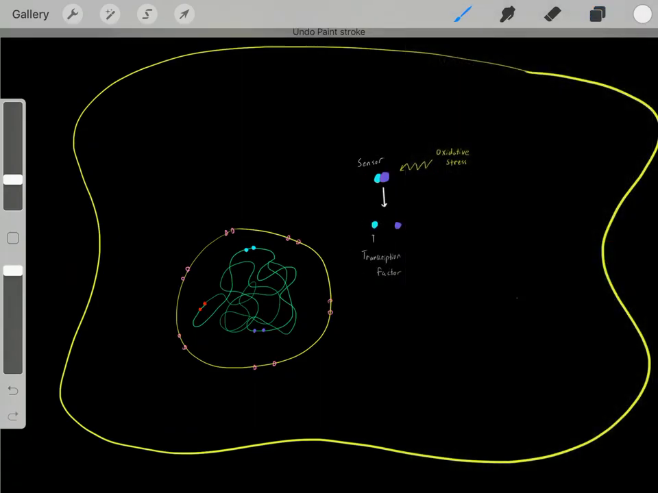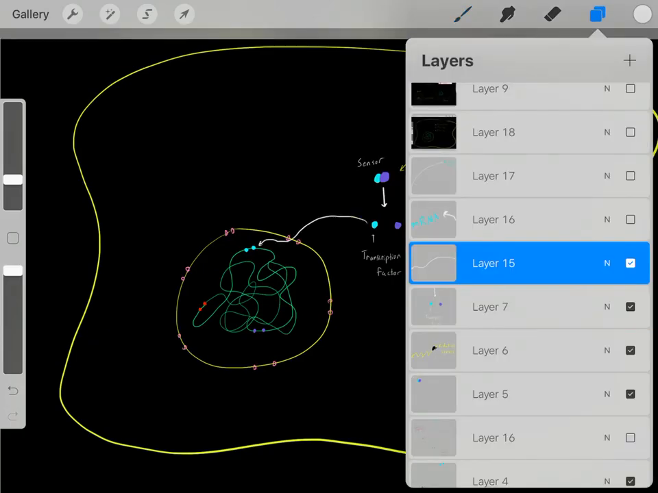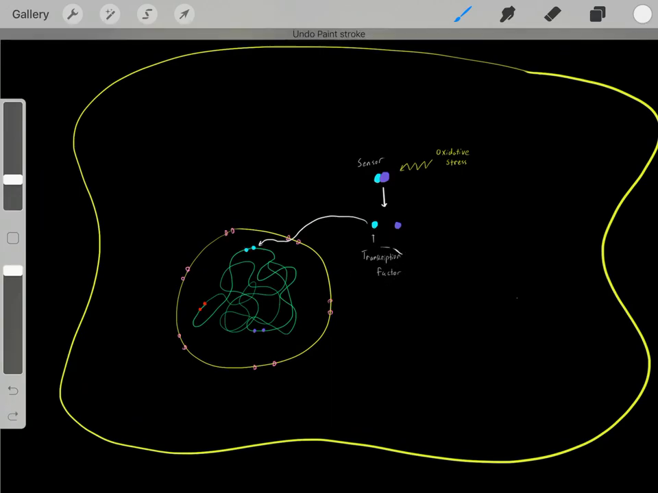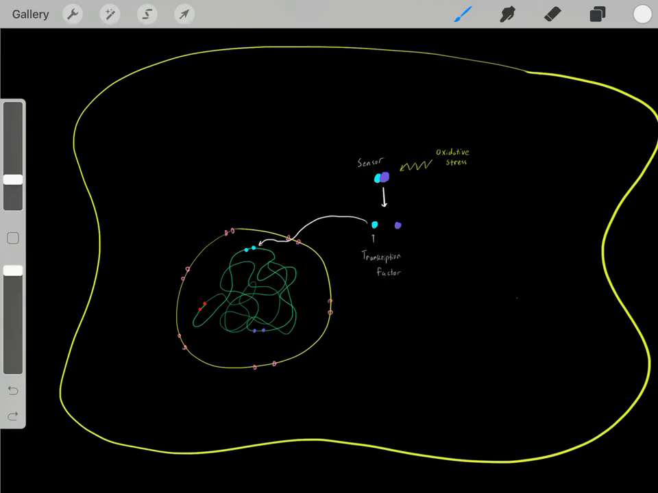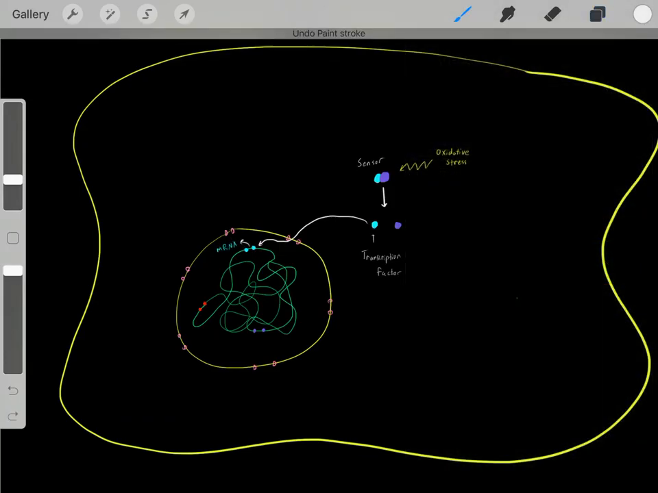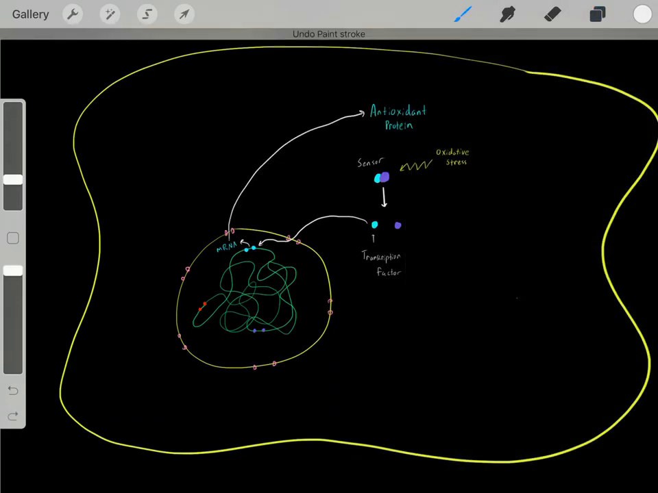Now the transcription factor is free. Now that it's free, it can enter inside the nucleus and initiate transcription. That's why it's called a transcription factor. So now it initiates transcription of this gene, which we know creates an mRNA. Now that mRNA gets processed, enters the cytoplasm, and creates some kind of antioxidant protein. So now we've created this antioxidant protein which can deal with that oxidative stress.